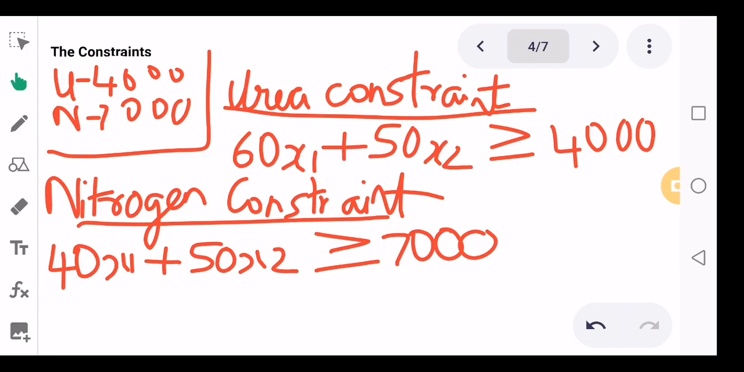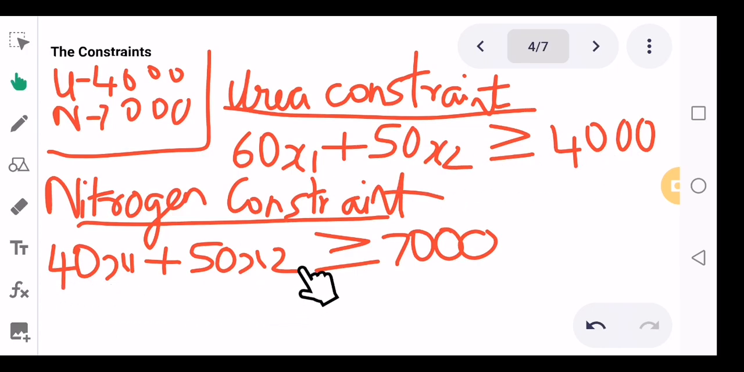Okay, I'll again repeat how this came. The first constraint is related to urea. They have said that minimum it has to be 4000. That means this entire thing, this 60x1 plus 50x2, is the total urea that is going to be purchased by the farmer, and this total can be equal to 4000 kgs, or it has to be greater than 4000. That is what it means.